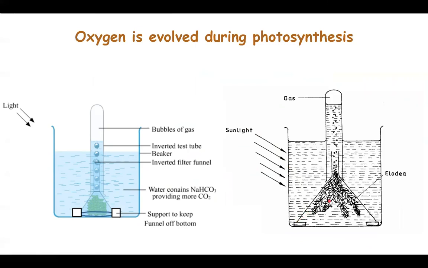Any aquatic plant is taken and placed under an upside down funnel. We place two small supports on the two sides of the funnel to ensure a quick movement of water inside and outside. And we invert a test tube full of water over the stem of the funnel. And we place this entire setup in the sunlight. After some time, we notice bubbles of a gas rising. That gas is nothing but oxygen.